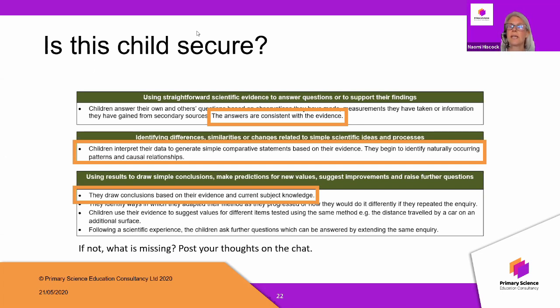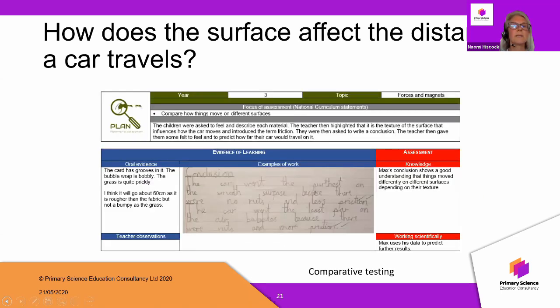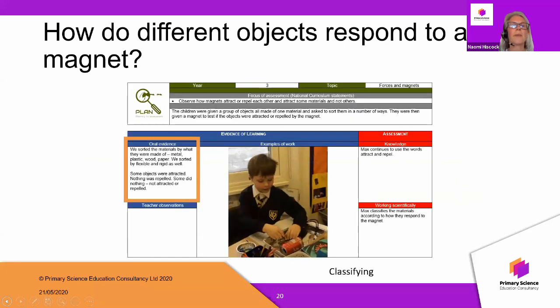Quite a lot of it does have the appropriate knowledge. So I think if we just go back, here he does talk about friction and the ruts. So he's got an understanding of friction and he's bringing that in. And then here he's using his language about repelling and attracting. So I'm quite comfortable with that.